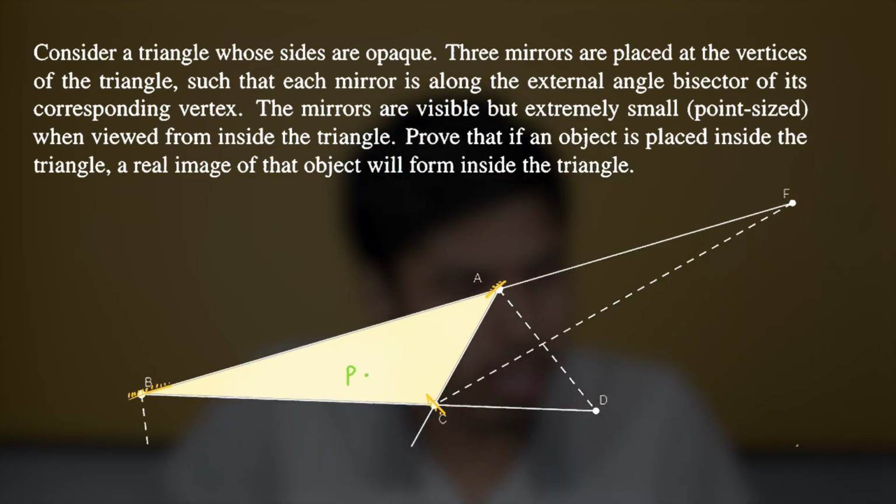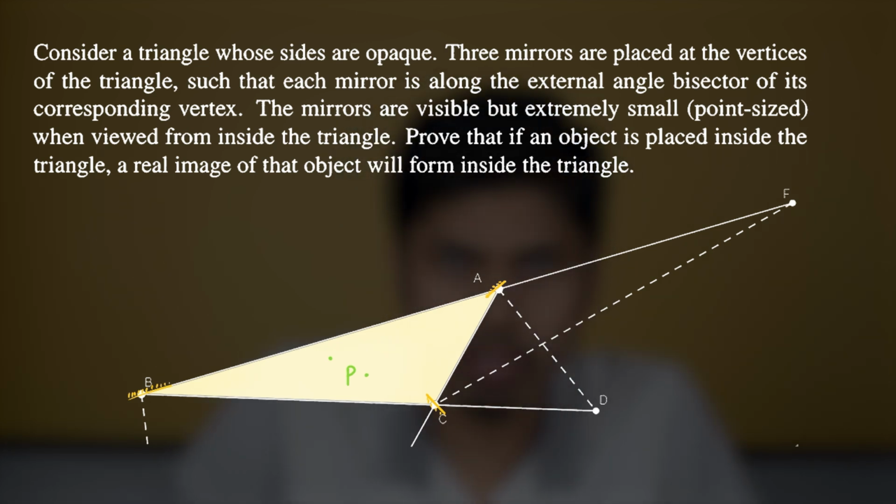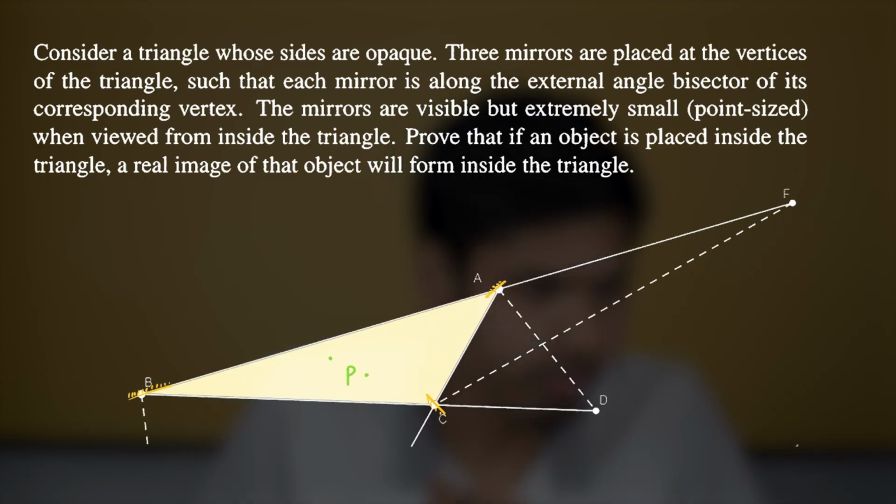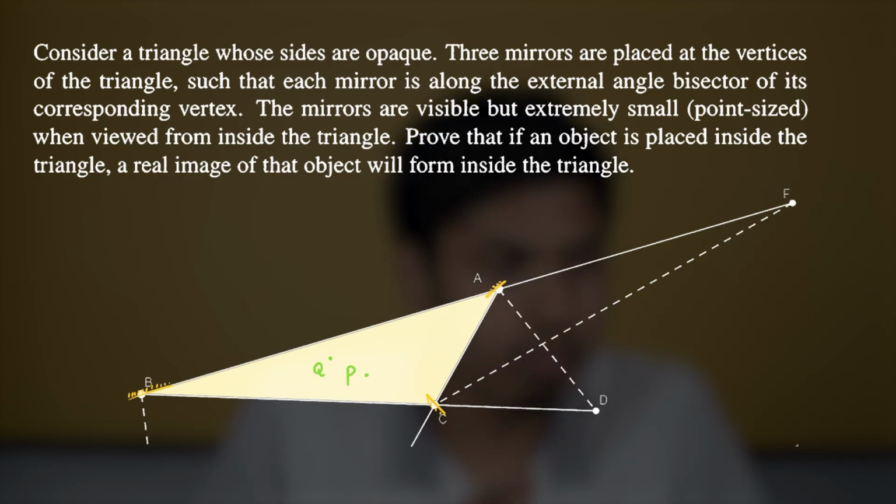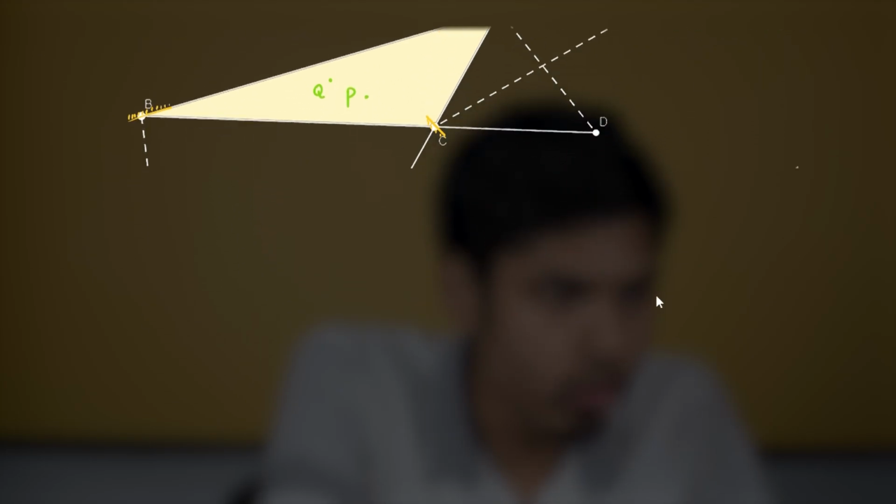You have to prove that the image of the object also lies inside the triangle somewhere, and also the image is going to be real. This image is clearly formed by the reflection about these three mirrors. But before we take into consideration the location of that, we will be studying the trigonometric form of Ceva's theorem. This is going to be extremely useful in our proof.